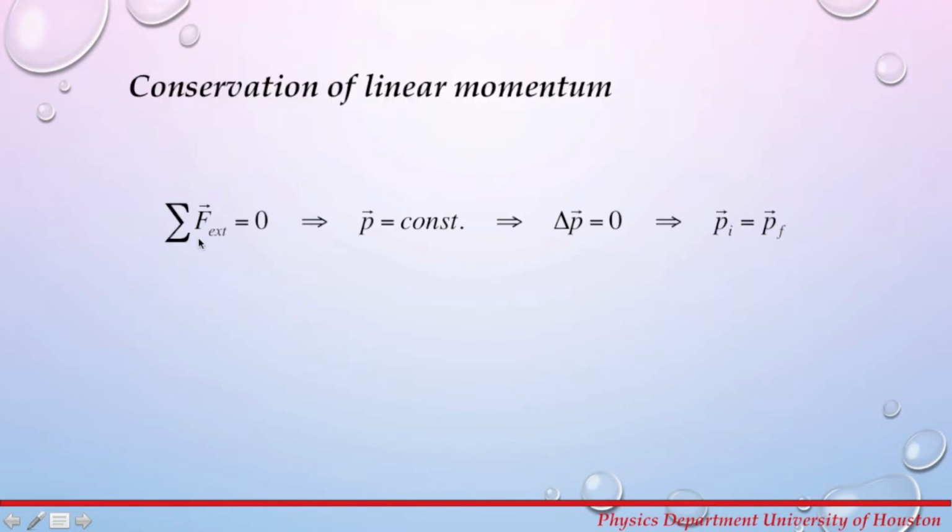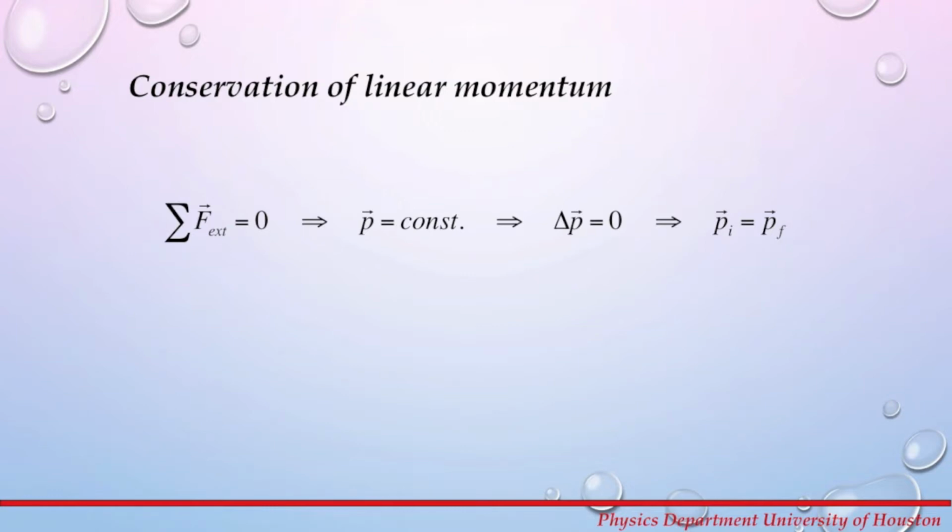If there are no net external forces acting on a system of several masses, the momentum remains constant. This means that the change in momentum is equal to 0, which means that the initial momentum of the system is equal to the final momentum of the system. Interaction between the different masses may redistribute the momentum, but the momentum after the interaction is the same as the momentum before the interaction.